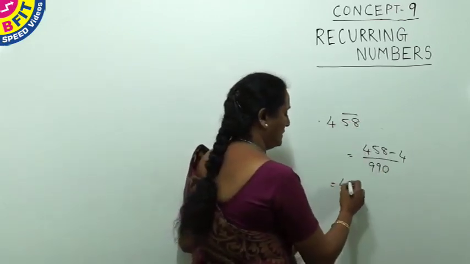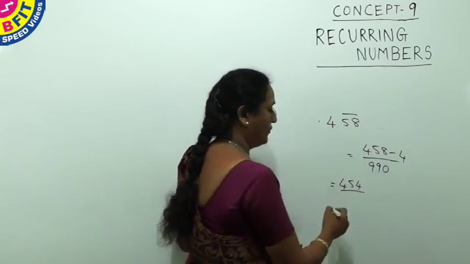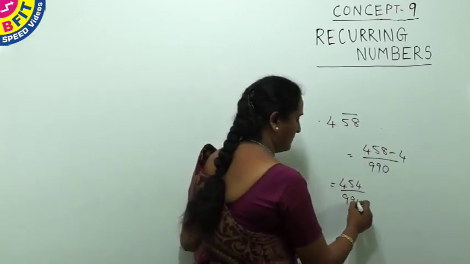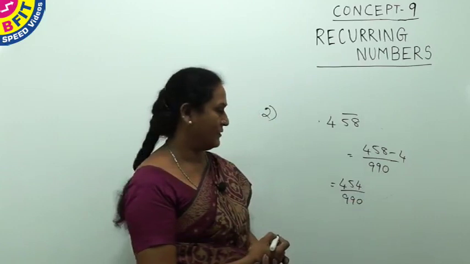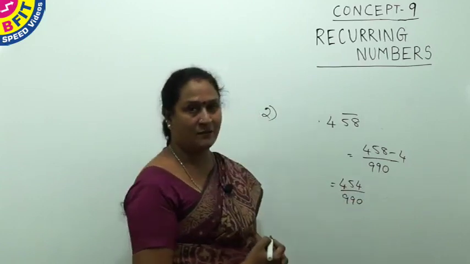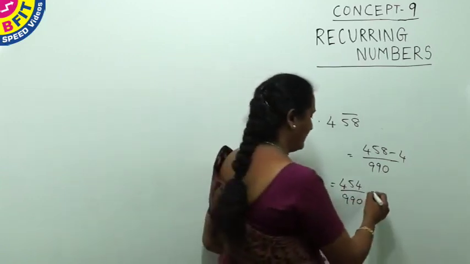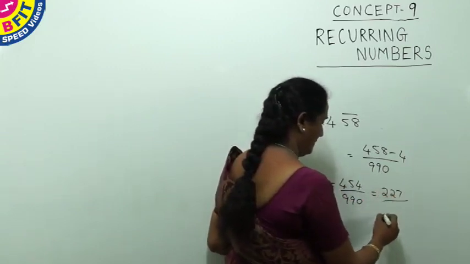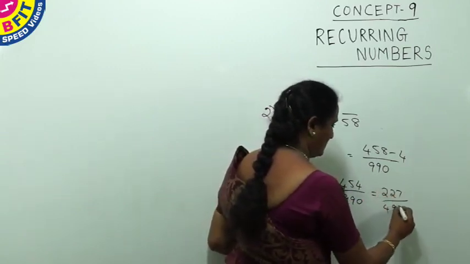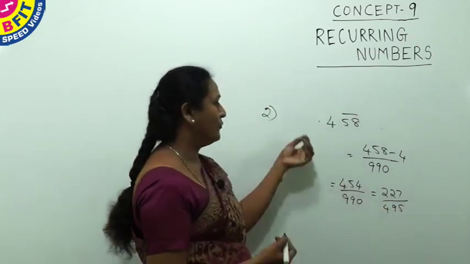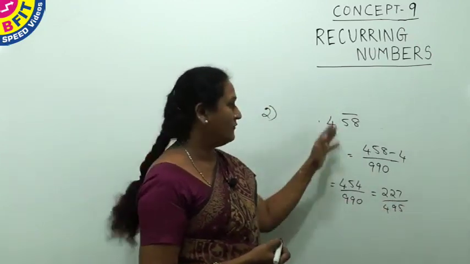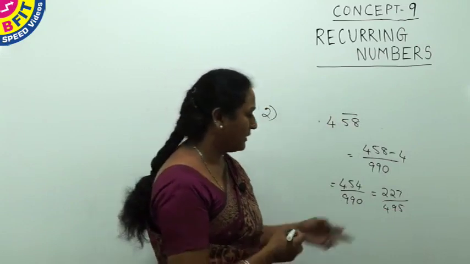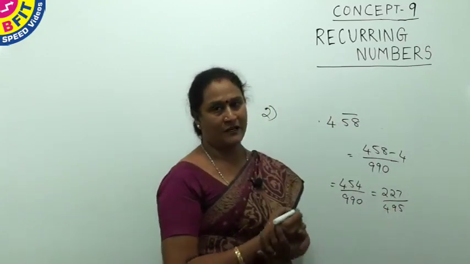So now the value is 454 by 990. Both are even numbers, so we can simplify and write it as 227 by 495. So the value of 0.458, where 5 and 8 are recurring, is 227 by 495.